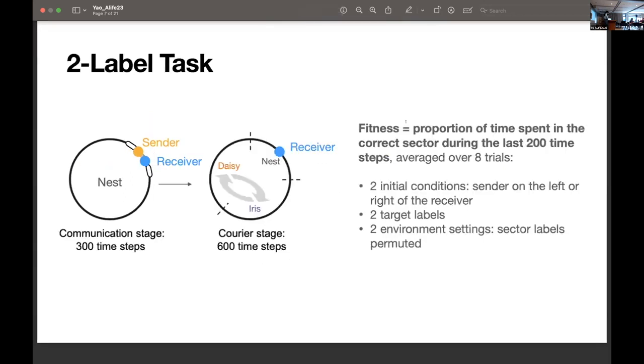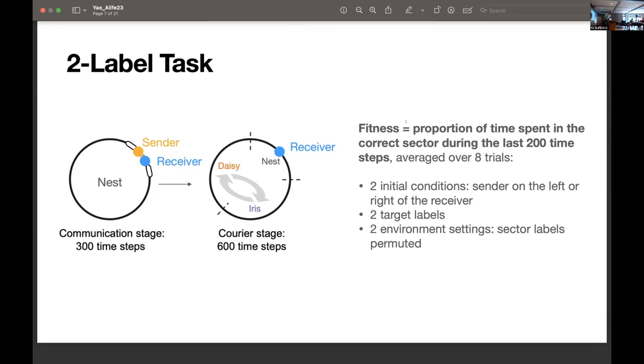This is the setting of the task. First, there is a communication stage with 300 time steps. The sender and receiver can move freely on the ring so that the sender can communicate the label to the receiver. And after the time, the sender is removed and the receiver is placed on the carrier environment at the middle of the nest section, and then it can move around in the environment to either go to daisy sector or iris sector, or first explore a little bit and then go to each sector.